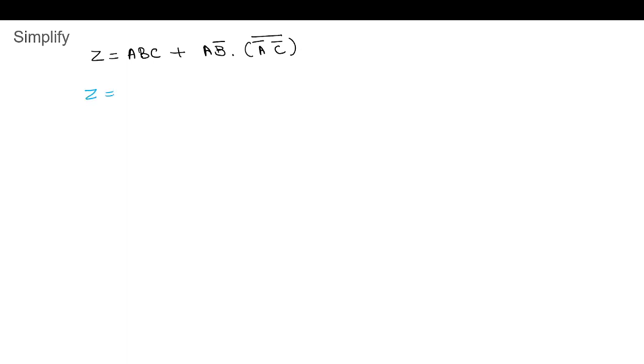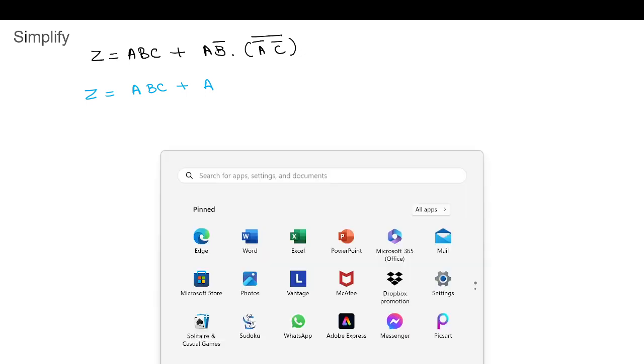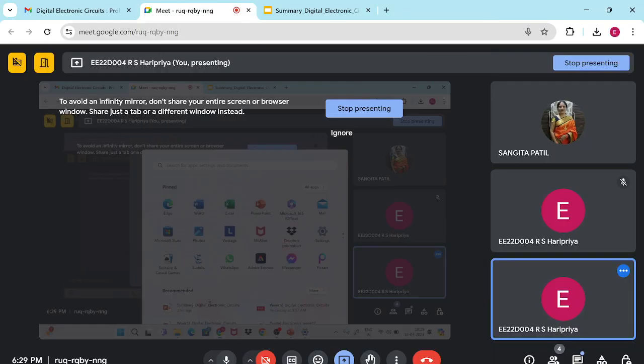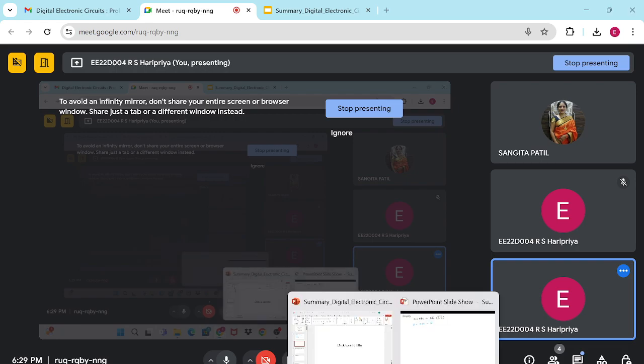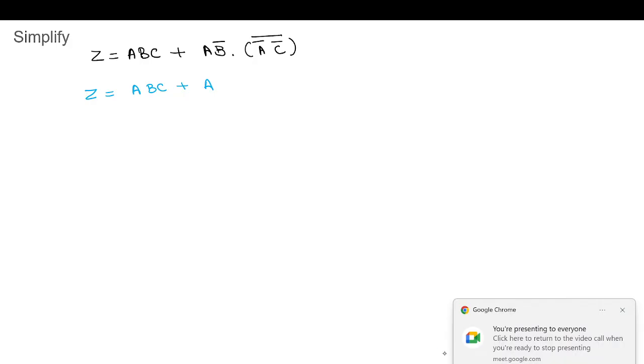Now, applying De Morgan's theorem. Now is the screen visible? I will go a little slow.